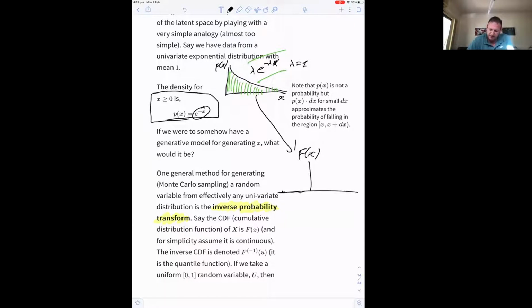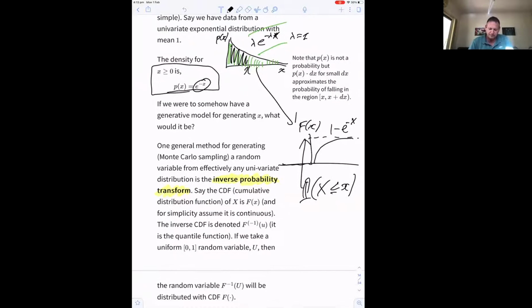The CDF looks like this and then goes like this. It's the integral of this density up to each point x, and it happens to be 1 minus e to the minus lambda x, where lambda is this. So the CDF stands for the probability of the random variable X being less than x. Okay, you obviously know this.